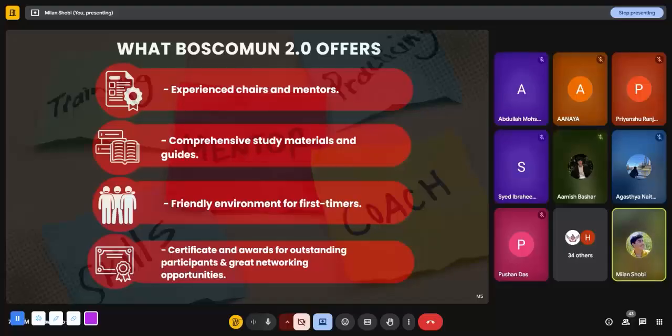Going on, we have certificates and awards for outstanding participants and great networking opportunities. We give certificates for Special Mention 1, Special Mention 2, and to all the winners, which is the best delegate and the high commendation. We provide them a very excellent cash prize, which is 7,000 for best delegate and 4,500 for high commendation. And for special mention, you only have the certificates and the awards.